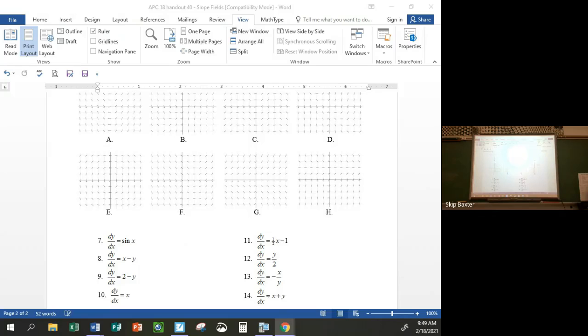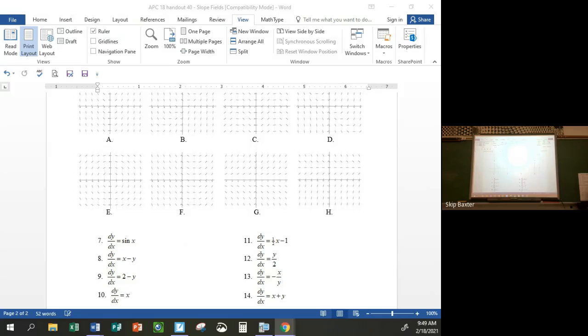Exactly. Like looking at this one right here. This one's going to be 0 whenever y is 0. So I'm going to look for a slope field where it's little 0 line segments all along the x-axis. So it'd be G. Looks like this one, yeah. Okay. You know what I mean? I'm just making sure.